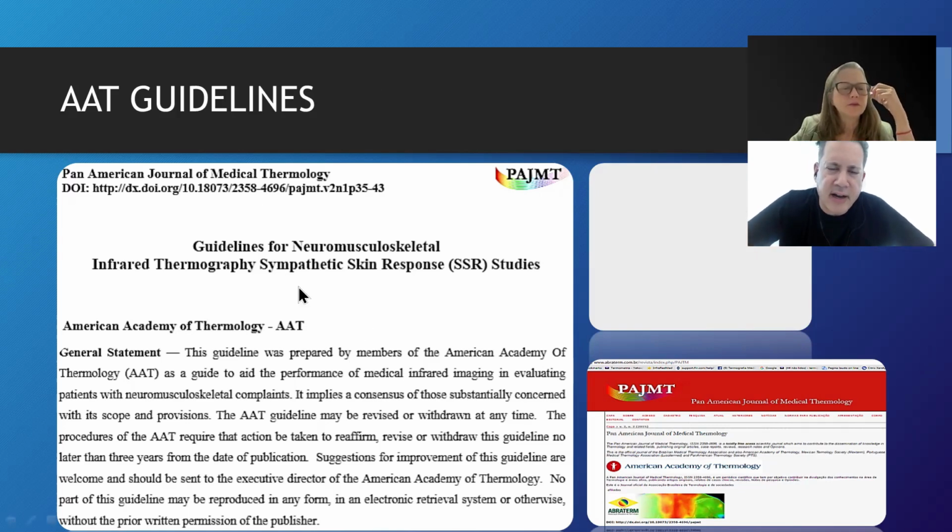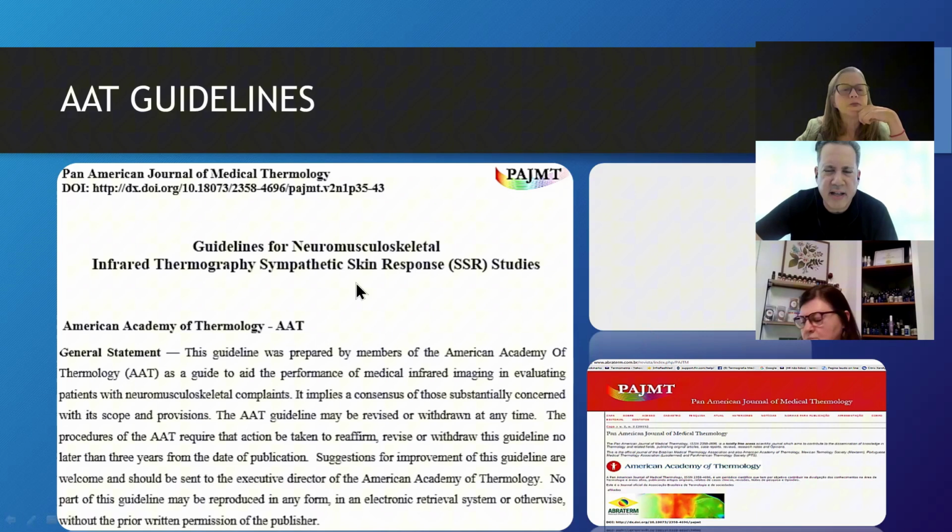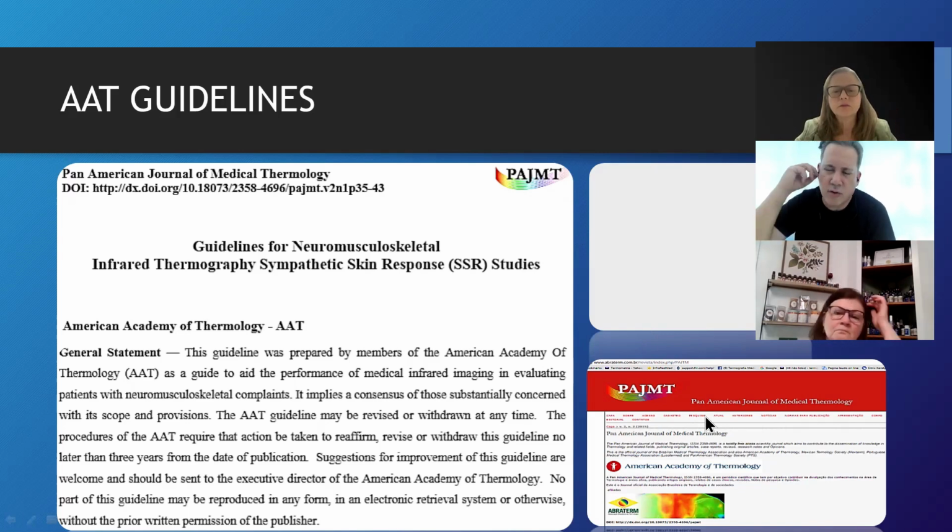Okay. So here are the guidelines for neuromuscular skeletal infrared thermography and sympathetic skin response. It is published in the Pan American Journal of Medical Thermology. I believe Jen, you took part in this guideline, and Dr. Schwartz was the main developer, and I also had some contribution too. It's a free journal, so you can have free access to these protocols. Belén, if you find that, you can share it with us in the group.